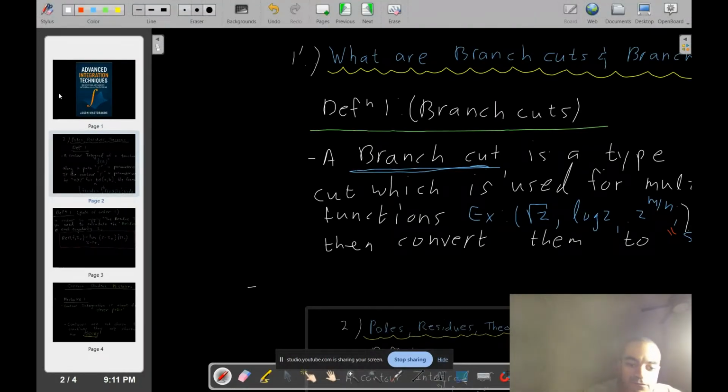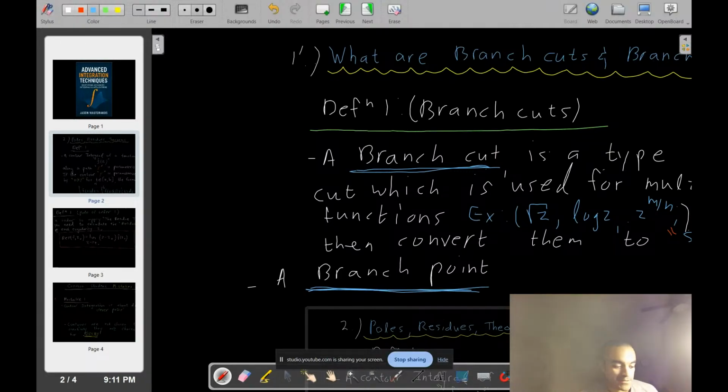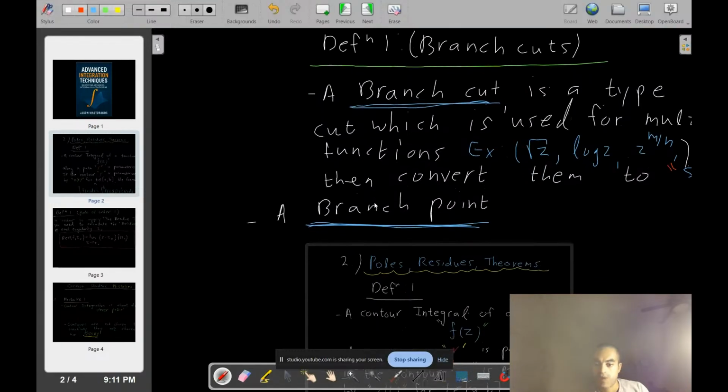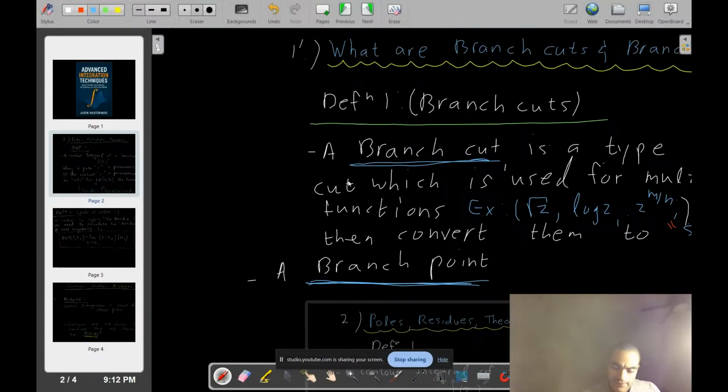So a branch point, let me just put it here. I'm going to highlight this. I'm going slow on this because until we understand what a branch point and a branch cut are, we can't even go through the theory yet. I need to go through the terminology first, otherwise the theory is going to be alien language. So these two words are very important, and we have to understand deeply what the meanings are.